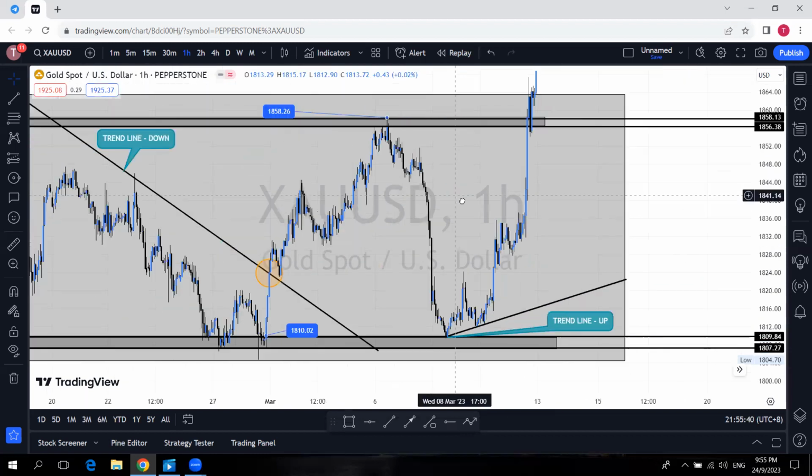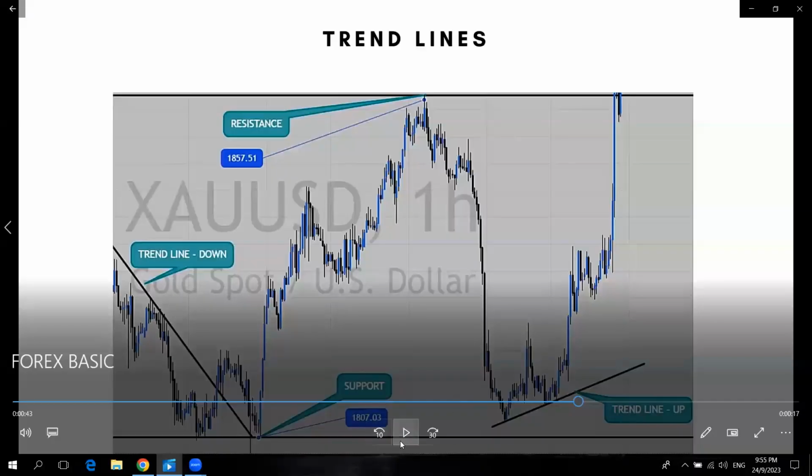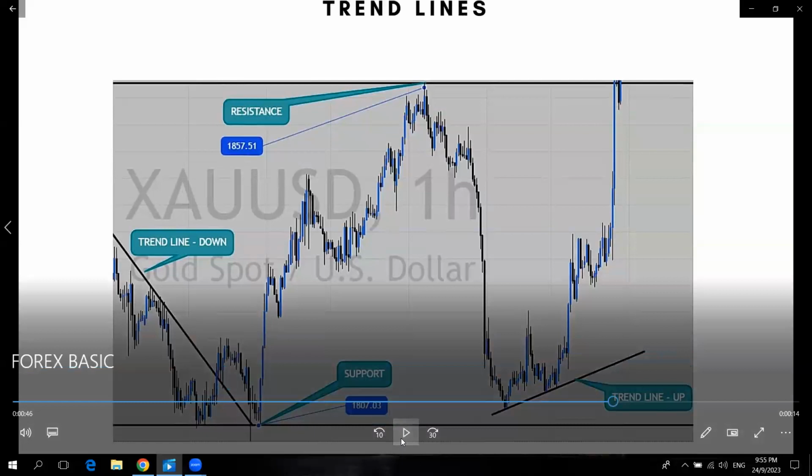Before I continue, I'm going to share with you guys a little bit more about this trend line later. Just give me a sec. Okay, so this is trend line, and you can see here in the picture, I have shown you that this is the resistance, this is the trend line down, this is the support, this is the trend line up.